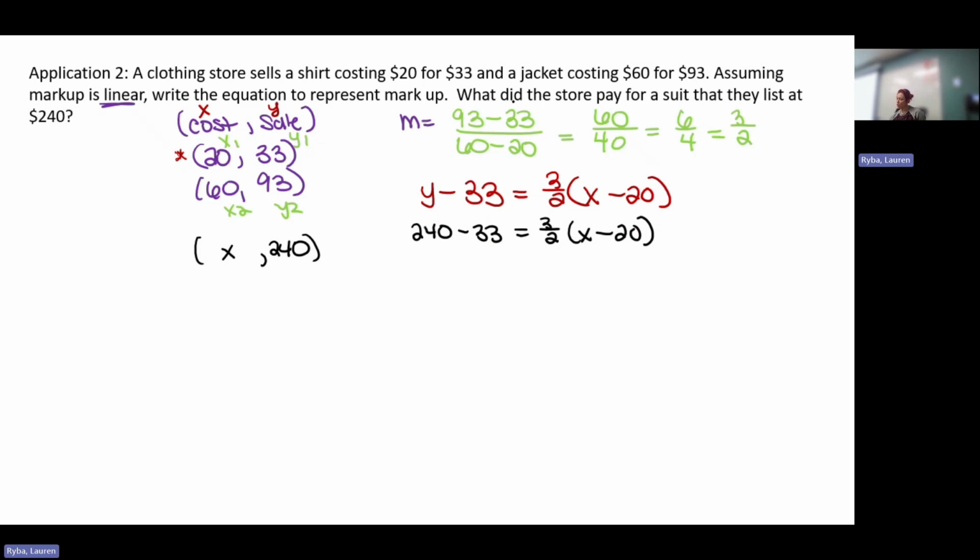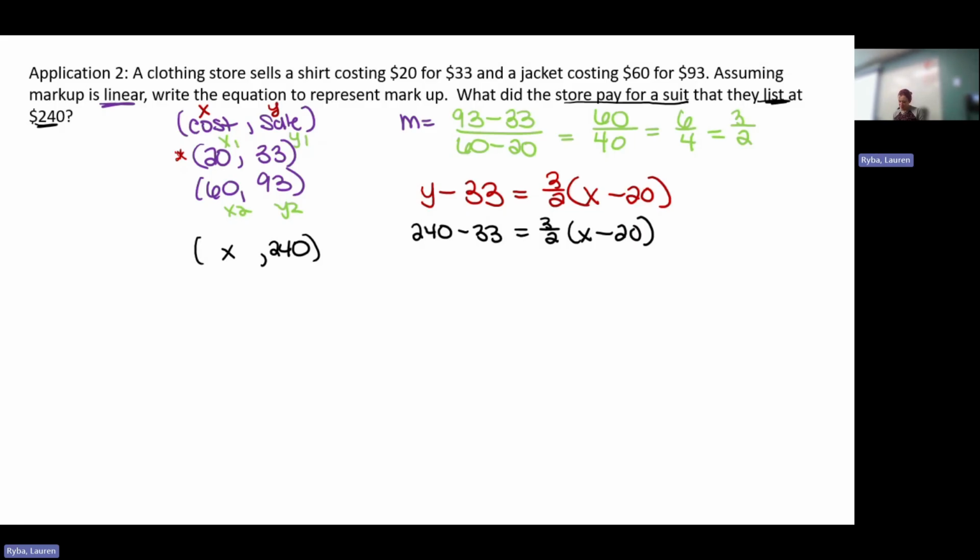The problem says, what did the store pay for a suit? So what was the cost to them if they listed it at 240? So that means the sale price that they're listing it for is 240, and that's a Y value. Thank you for not being afraid to ask a question. I'm gonna make it. I got 17 minutes on my battery.